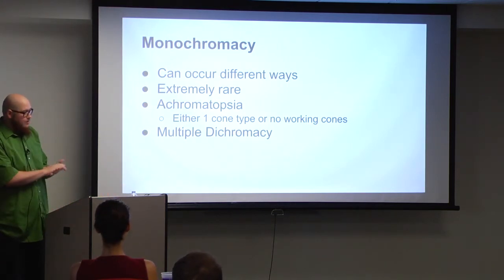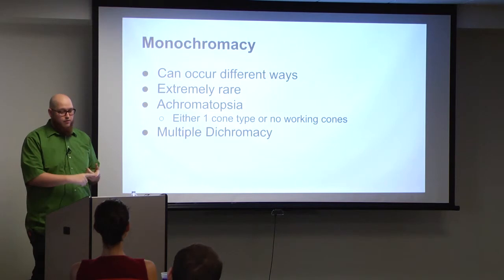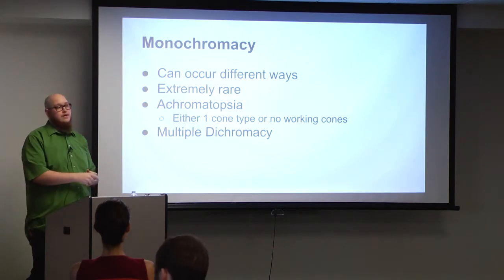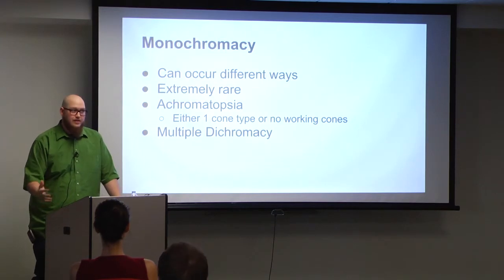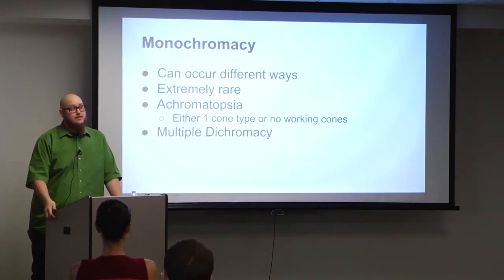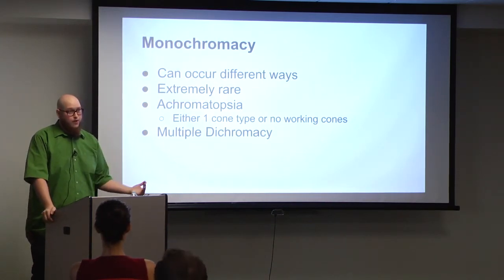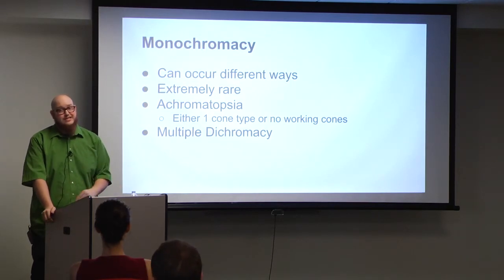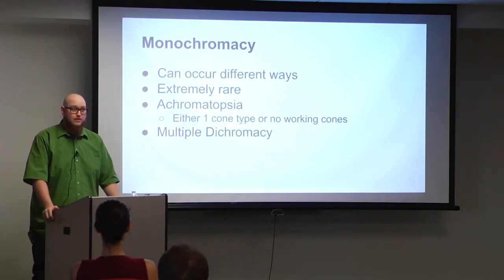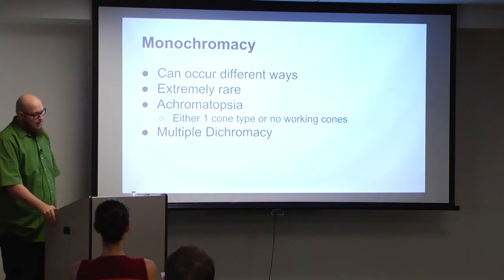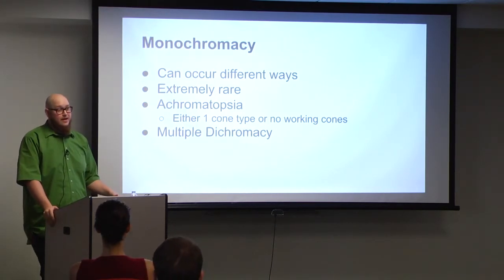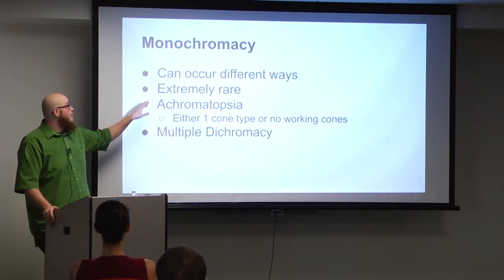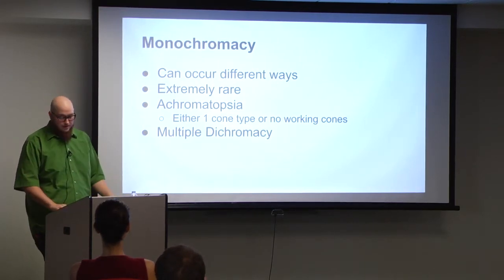So chromatopsia is when you only have one cone type or no working cones at all. If you have no working cones at all, your vision is basically just your rod cells. And so there's a whole bunch of light that you can't detect, and it makes your vision extremely poor. And then multiple types of dichromacy at the same time can also cause your vision to appear this way.